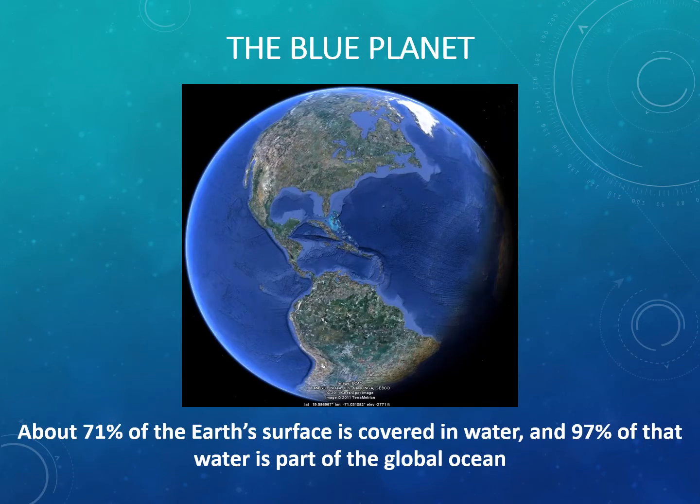About 71% of the Earth's surface is covered in water, and 97% of that water is part of the global ocean. Recall that the oceans first formed on Earth's surface over 4 billion years ago, likely due to plate tectonic activity and impact from comets and asteroids.